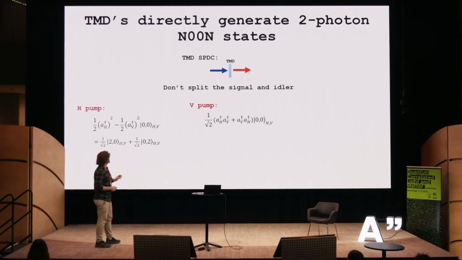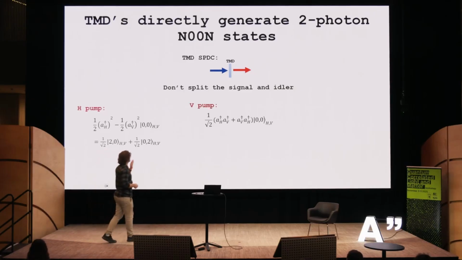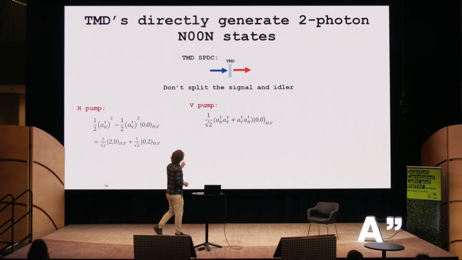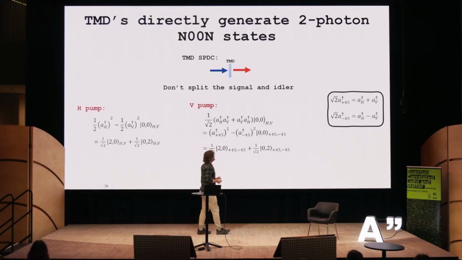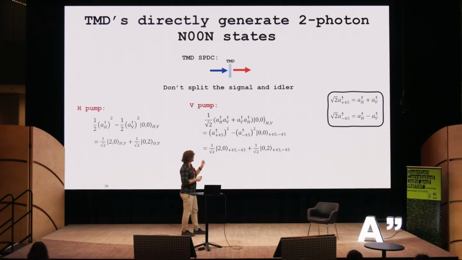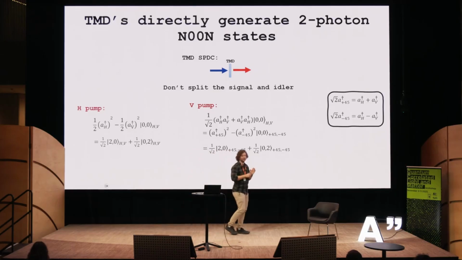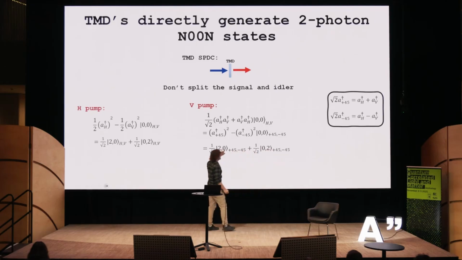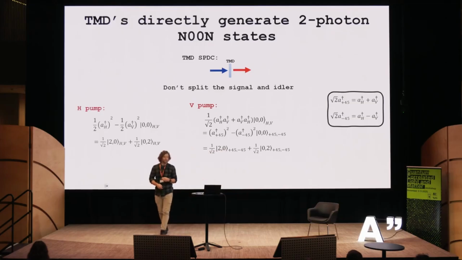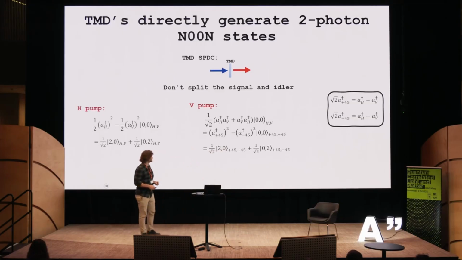But what's interesting is if you look at what happens when you pump with a vertically polarized photon, we generate the state AH AV plus AV AH. If I write that state in a different basis, so I'm just doing a linear transformation, I'm really just tilting my head, and instead of looking at the state in the HV basis, I'm looking at the plus minus 45 degree basis. It turns out that this state is the 2,0 plus 0,2 state in the polarization basis, in the plus minus 45 degree basis.